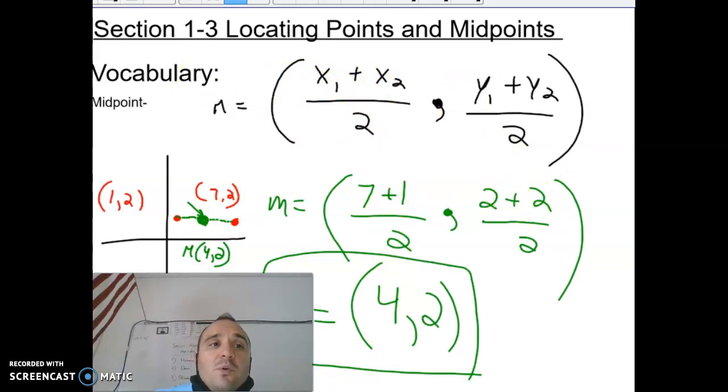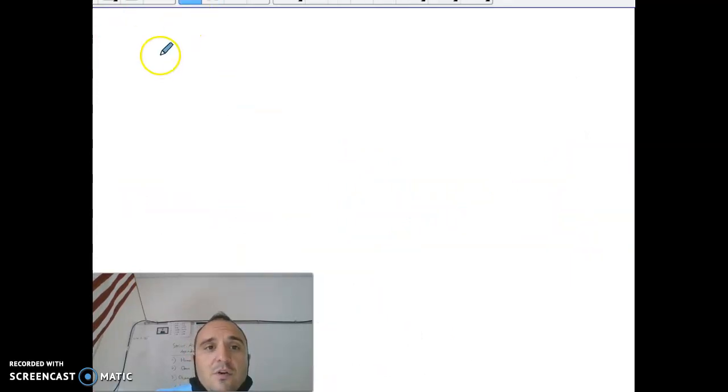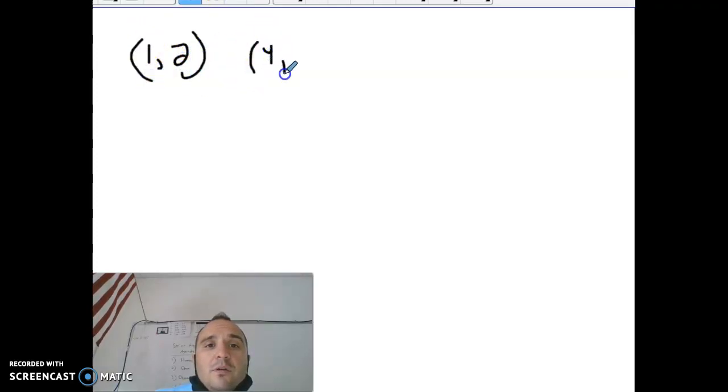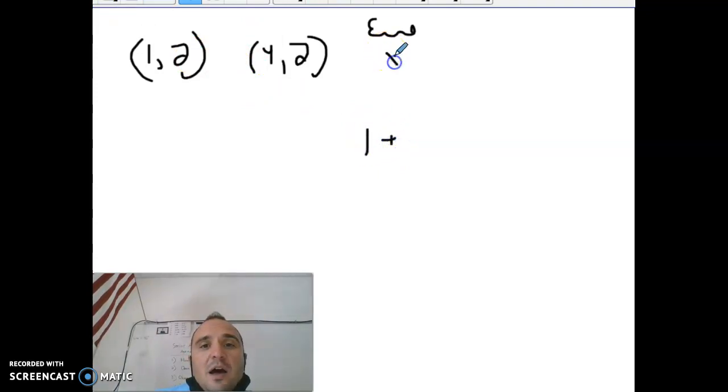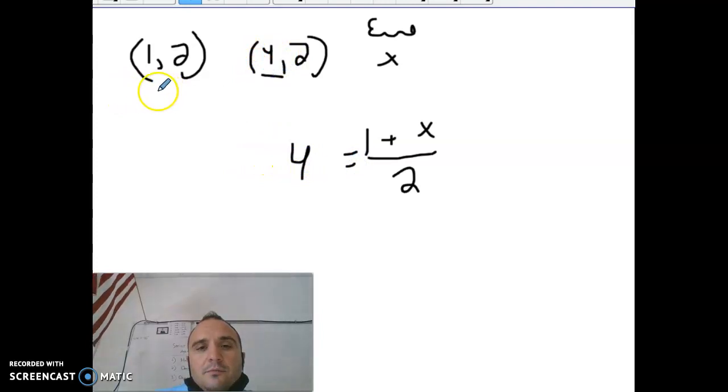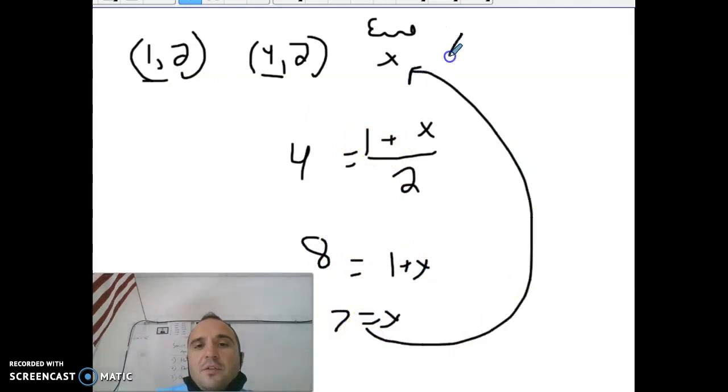There's also a way of doing the reverse using endpoints. So say you had the coordinates 1, 2, and 4, 2 was the midpoint, and I wanted the endpoint, which we know is 7, 2, but we don't know it yet. So you have to do the inverse, work backwards, and say 1 plus I don't know over 2 equals 4, that number goes here. You solve it, you get 8, and then you get 7. And that's how you find out that the endpoints are 7, 2.